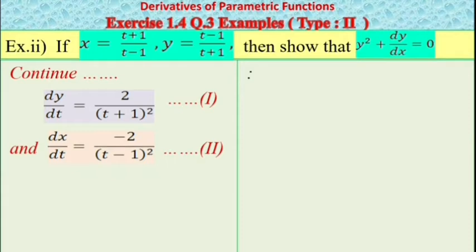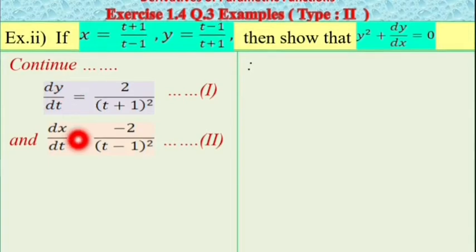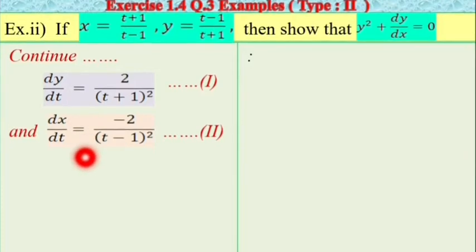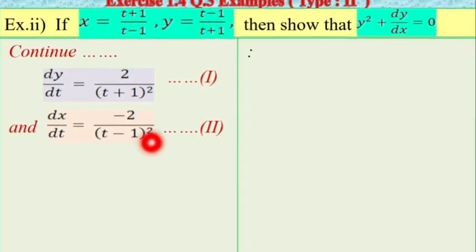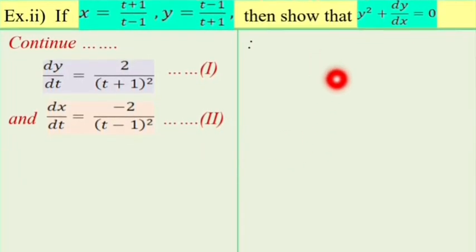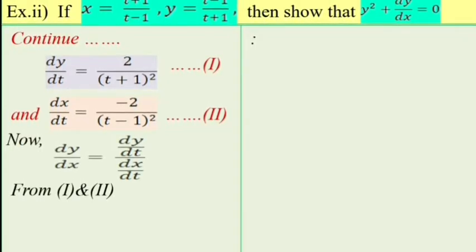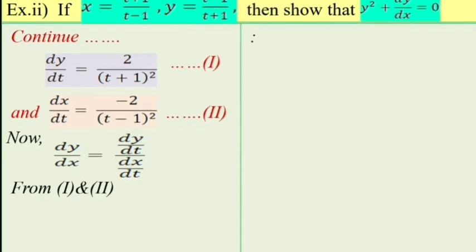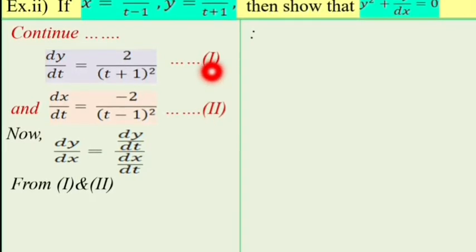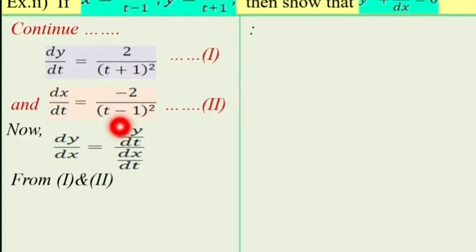Now continue the given example from the last page. Here we have already derived dy/dt equals 2 upon (t + 1) whole square, that is equation number first, and dx/dt equals minus 2 upon (t − 1) whole square, that is equation number second. Now we know the formula for derivatives of a parametric function, that is dy/dx equals dy/dt whole divided by dx/dt. Okay, now from equations first and second we substitute dy/dt from equation first and dx/dt from equation second.